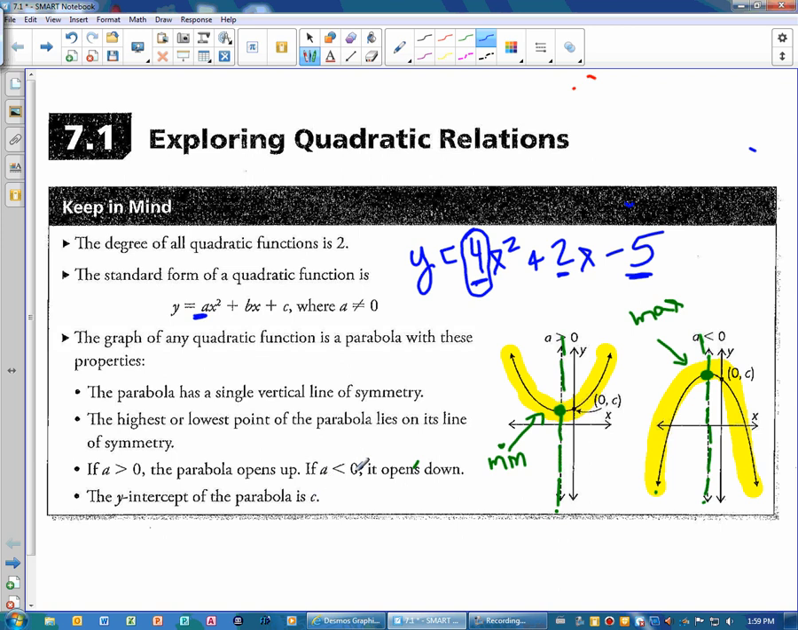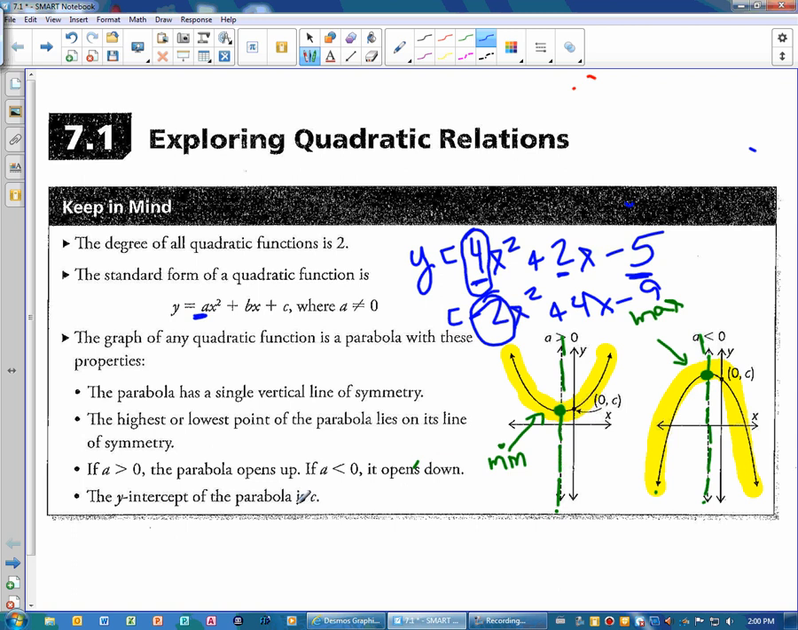If a is less than 0, so maybe the equation is negative 2x squared plus 4x minus 9. I don't know, I'm just making something up. If it opens downwards, well, negative people frown. So if a is negative, it opens downwards. So that's a nice, easy way to remember it.